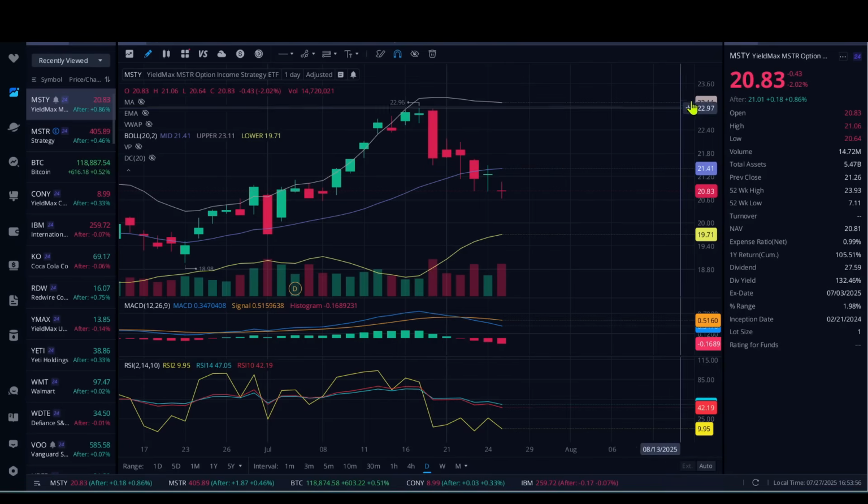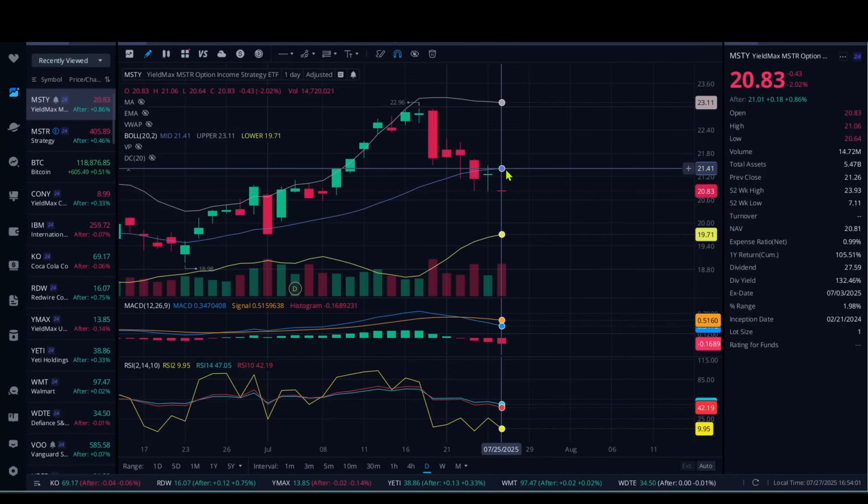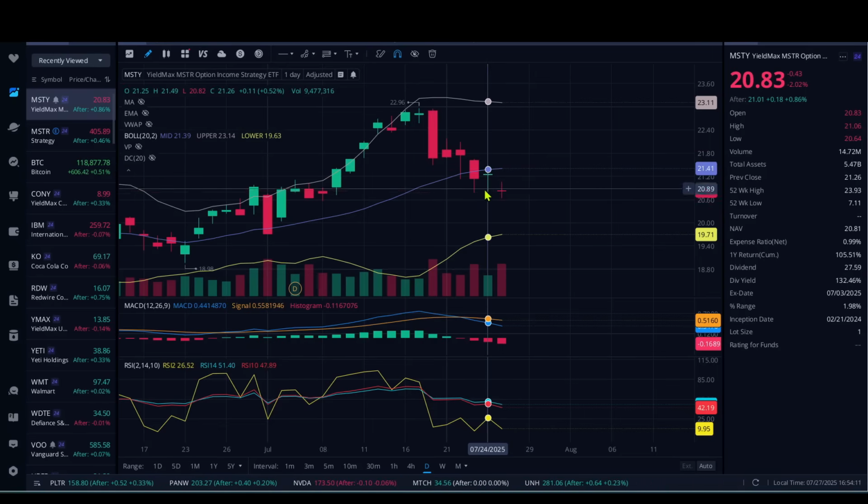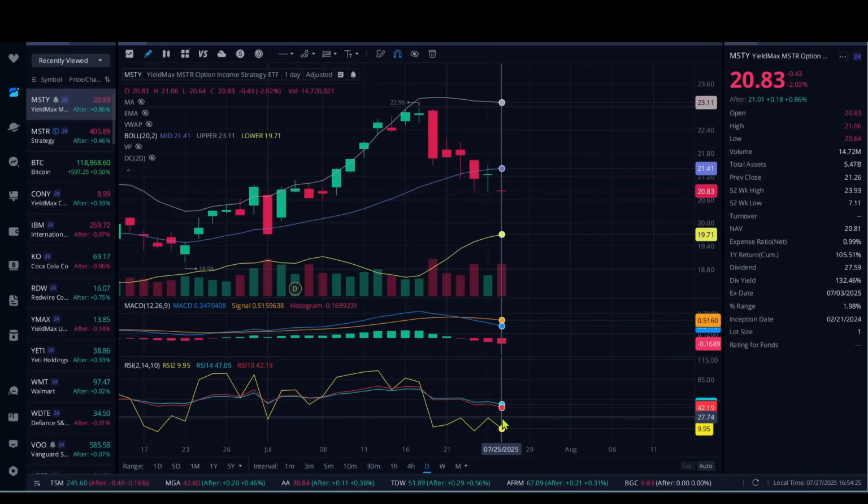MSTY did close on Friday at $20.83. Okay? So we are down below that midpoint of the Bollinger Band. So that's item number one, right? As far as a potential buy. And then we'll look at the RSI 2. And this yellow line right here, that's the RSI 2. So if I hover over the end there, you can see the RSI 2 is 9.95, which is below that 10 mark.